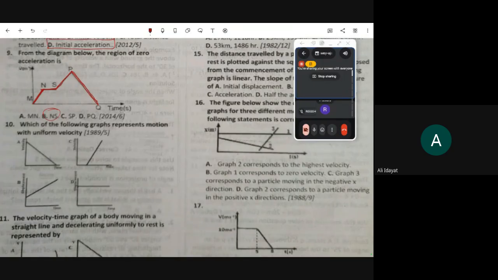So which of the following graphs represents motion with uniform velocity?